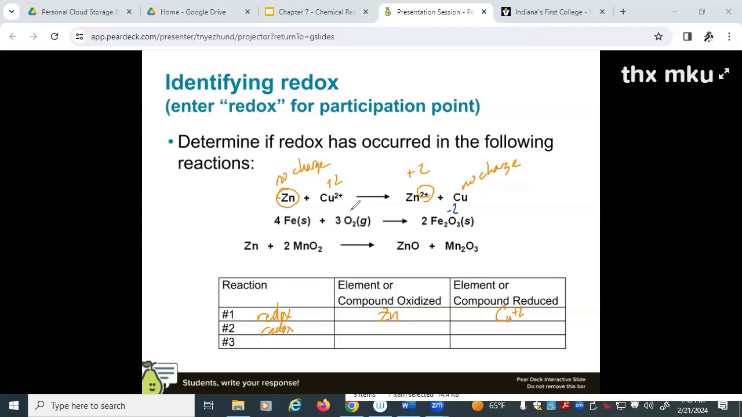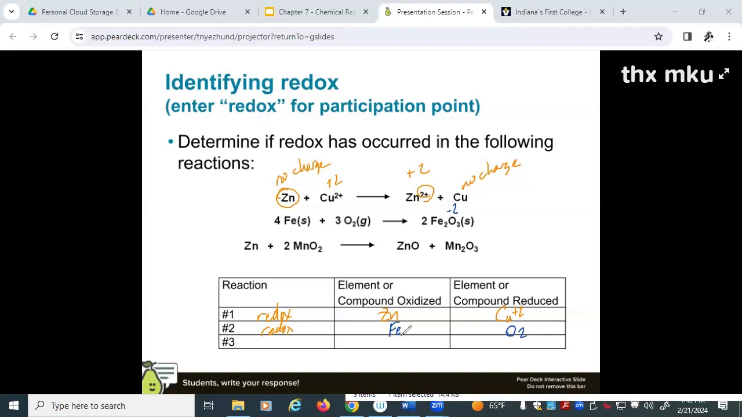Its charge went down. That's reduction. So what got reduced? The oxygen got reduced. By process of elimination, we could conclude that the iron got oxidized.